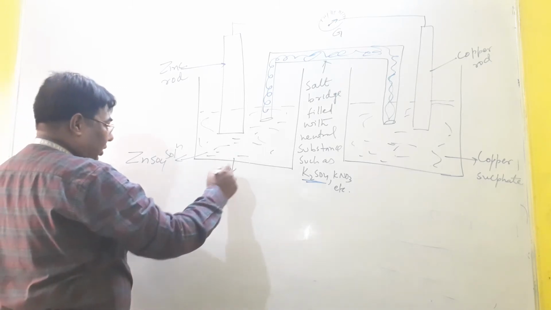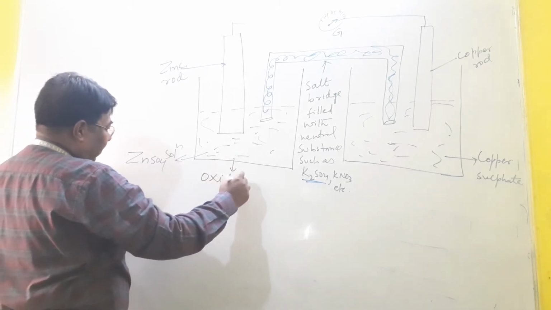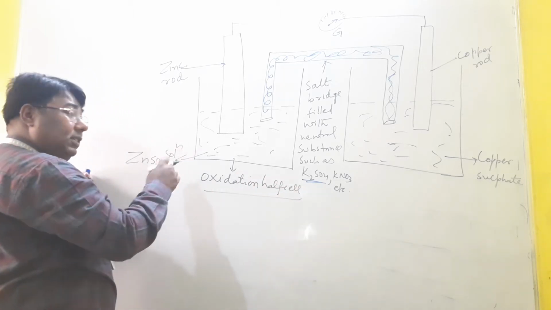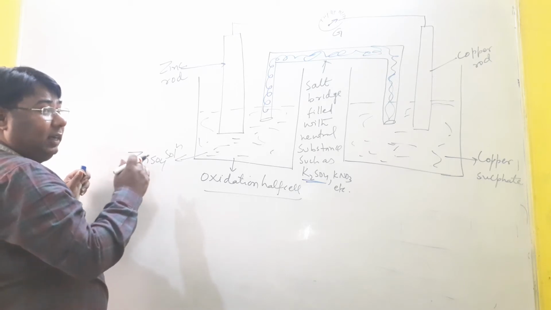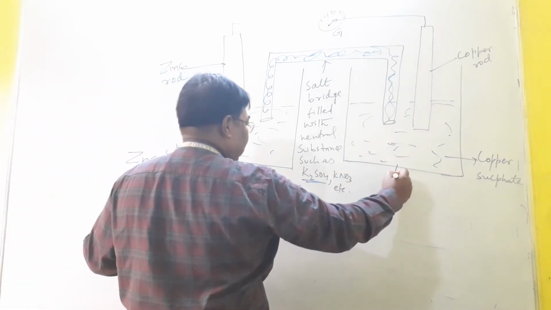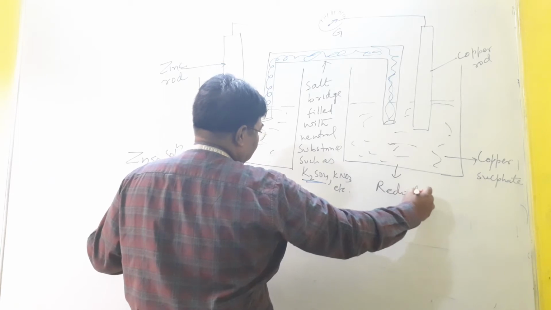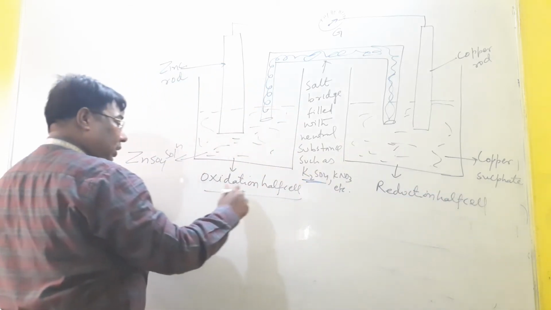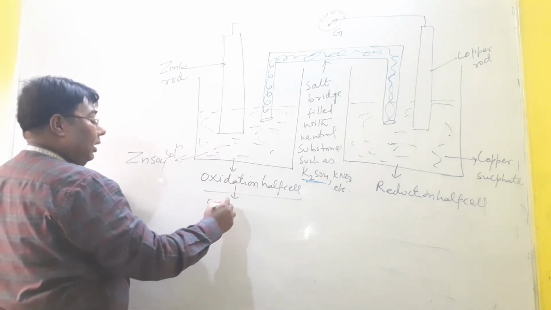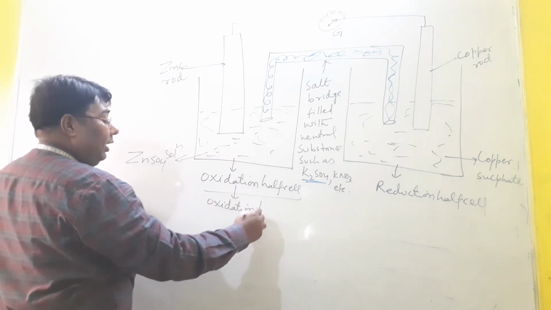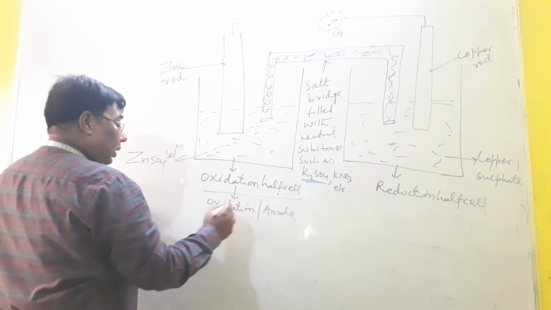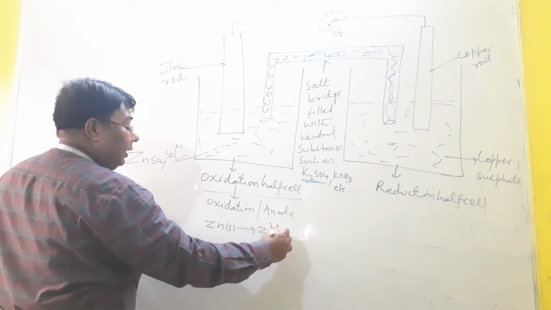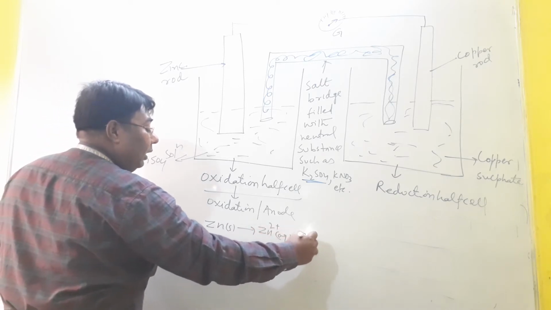It is said to be the oxidation half cell because oxidation takes place here. The oxidation half cell is always present on the left side, and there is a reduction half cell. So all of you try to understand: oxidation half cell, because here oxidation takes place, and all of you know that oxidation takes place at the anode. Here Zn(s) loses 2 electrons to form Zn²⁺ and releases 2 electrons.